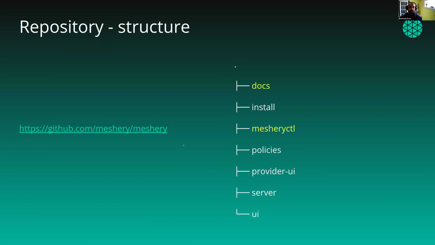So now we will go more in detail into the code itself. If you go on GitHub, you can find the repository at this link, and the root structure of the repository will be a docs folder, install folder, mesheryctl, policies, provider UI, server, and UI. Here we will stay in the docs folder and the mesheryctl folder.